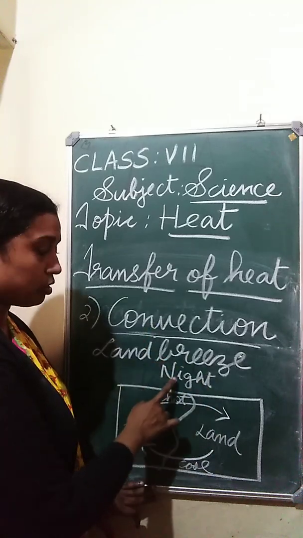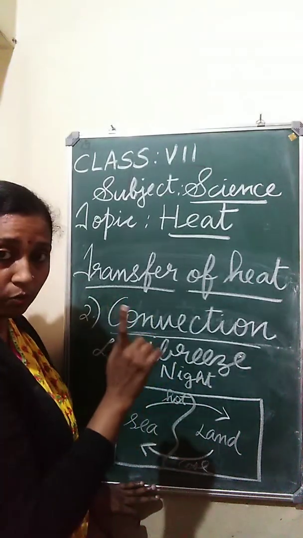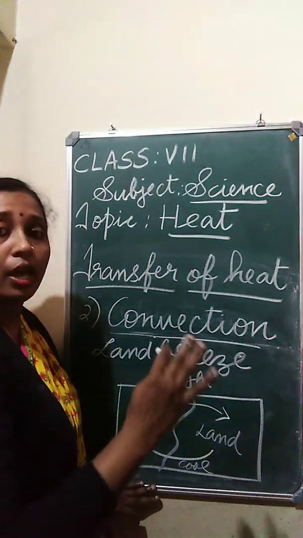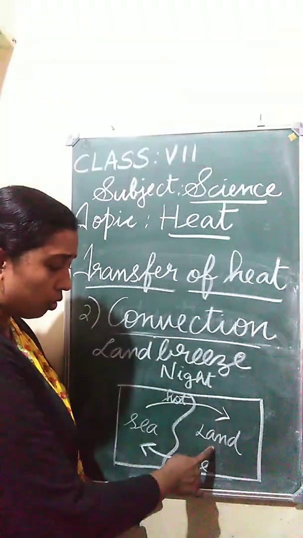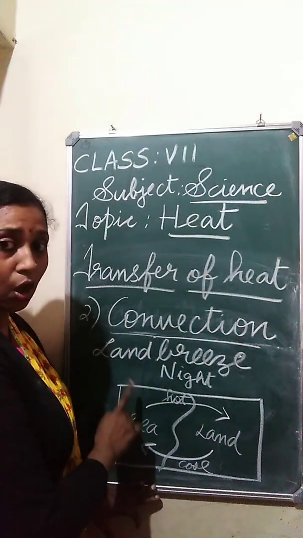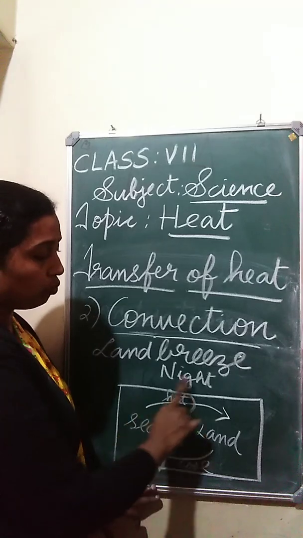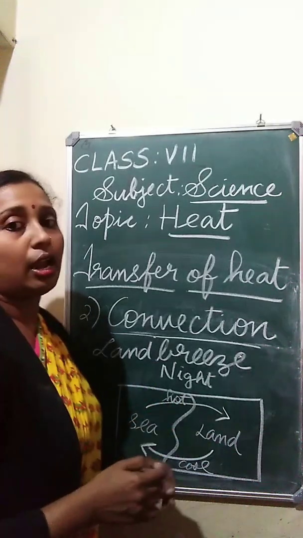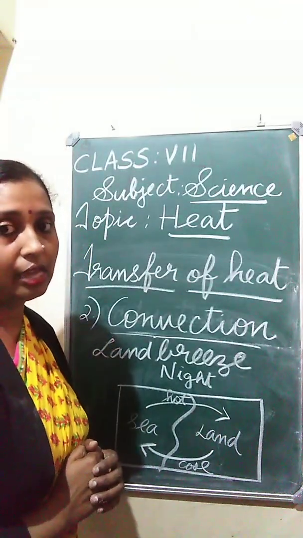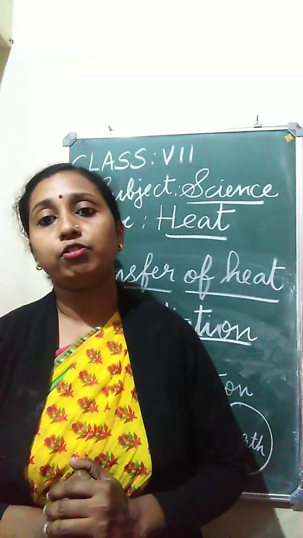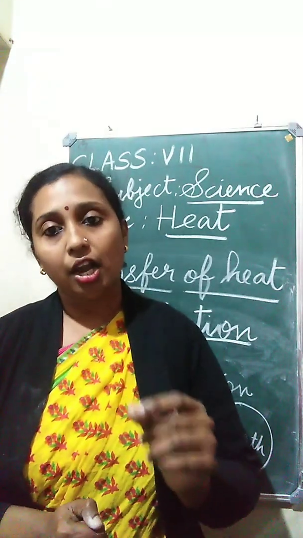And land breeze occurs only during night time. At night time, the land becomes colder, and the air also becomes cooler. So cold air from the land moves towards the sea, and the hot air from the sea moves towards the land. And this process is known as land breeze. So this is about the second type of transfer of heat, known as convection.